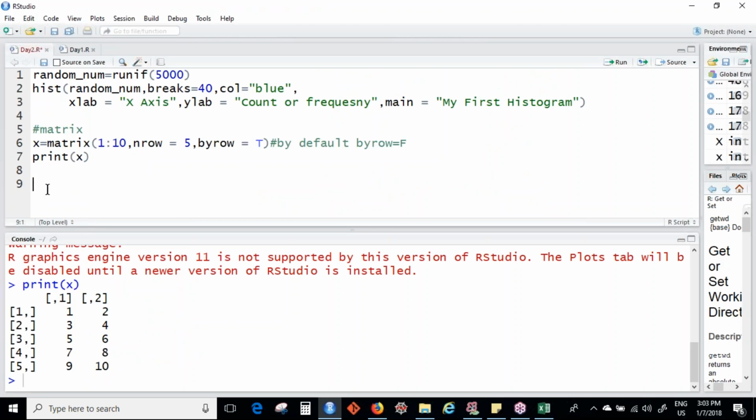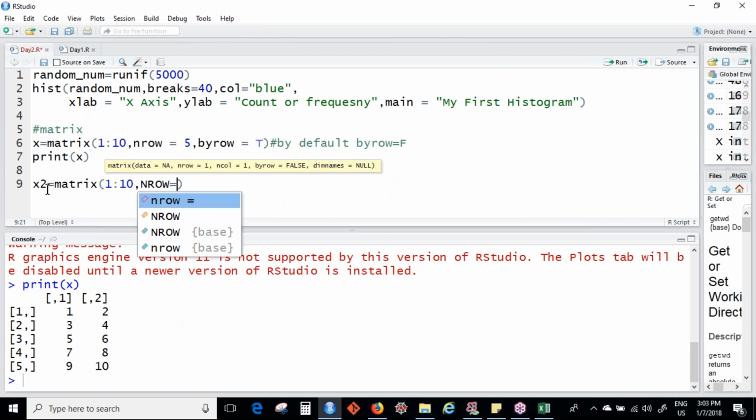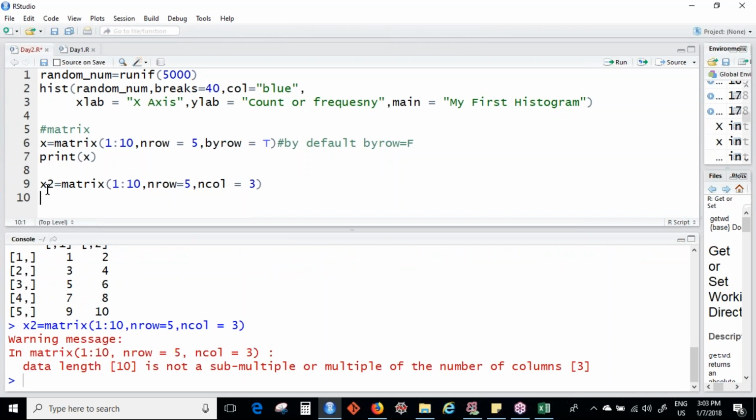So I will create another matrix x2, which is matrix 1 to 10, n row is equal to 5. Oops. And let's say I give n call is equal to 3. I am getting a warning, but I'm not getting an error.